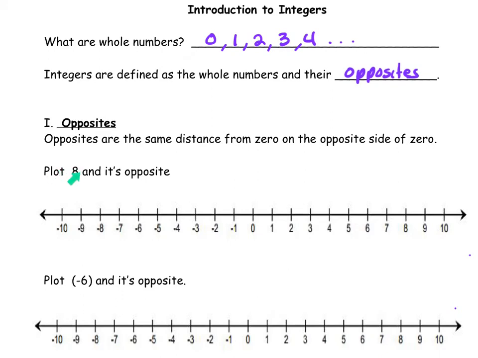They'd like us to plot 8 and its opposite. In math, when we're asked to plot something, that means to place a little point on that number on the number line. And because it also requested its opposite, we're going to go to -8. If we look at this, it makes sense that 8 is 8 counts away from 0, and -8 is also 8 counts away from 0. It's just in the opposite direction.